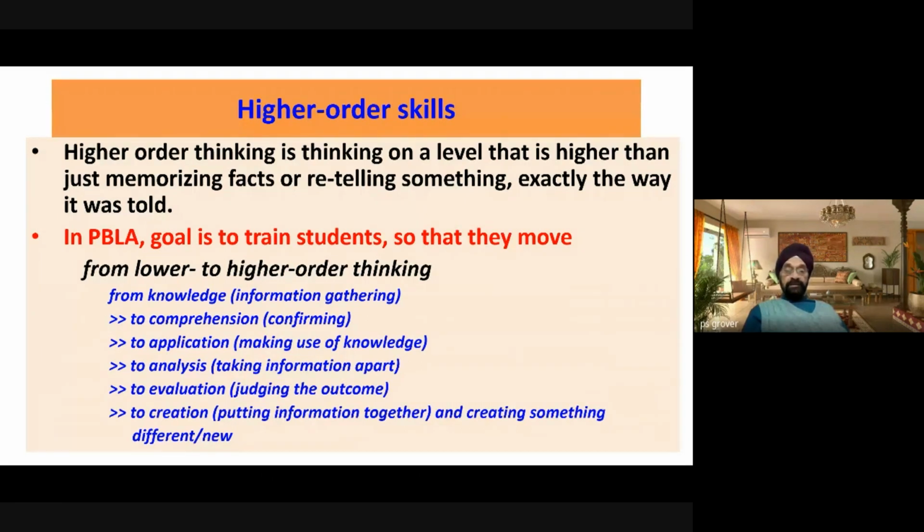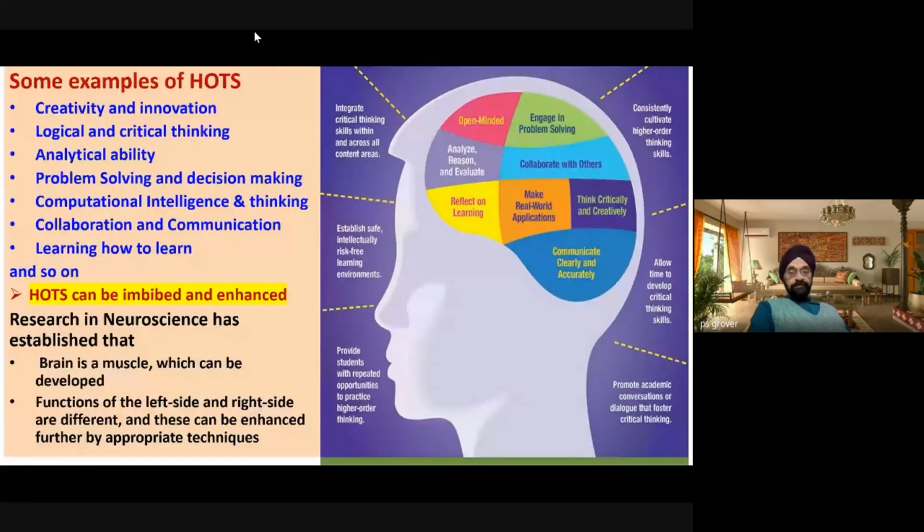So in PBL, goal is to train students so that they move from lower to higher order thinking. Lower to higher order thinking means from knowledge to comprehension, then application, applying things, then taking information and understanding it, then evaluating it, and then creating a prototype. So PBL enables the student to imbibe or to acquire these skills in such a way that he is able to produce a prototype.